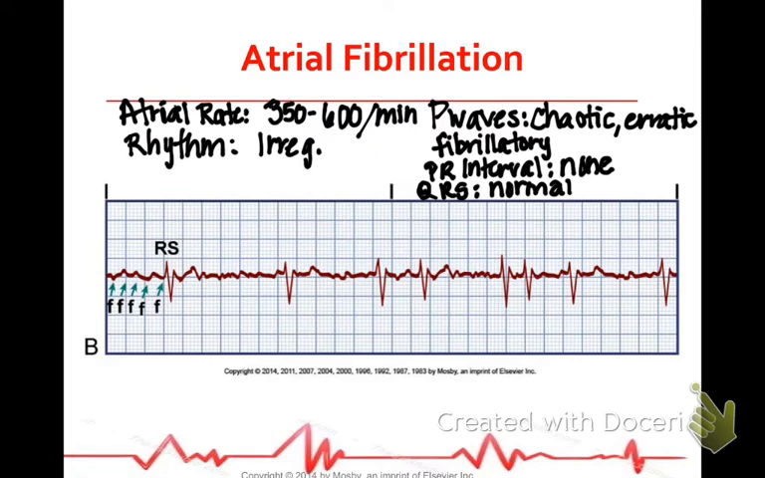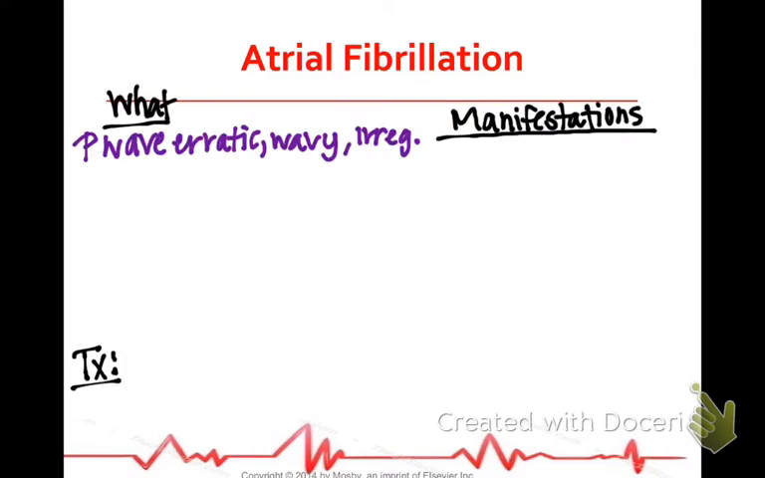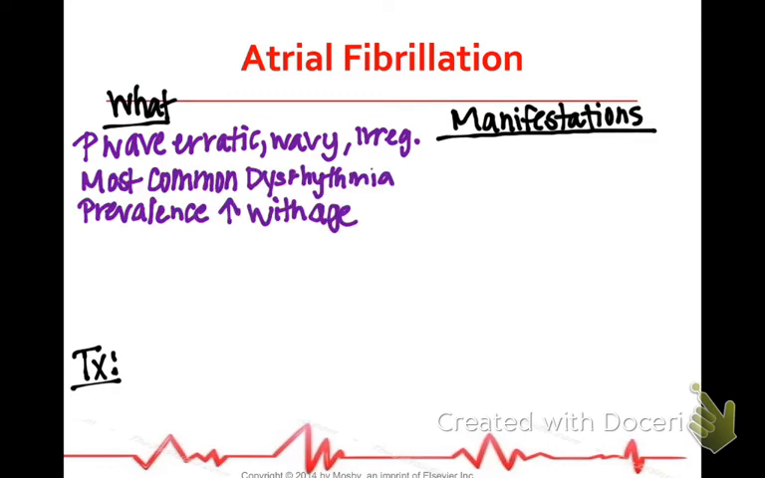So you can see all the little squigglies in between your QRSs. It's irregular. You notice how it looks irregular between the QRSs? Yeah. So you have an irregular rhythm. It's total disorganization. Okay, and then P wave is erratic, wavy, irregular.